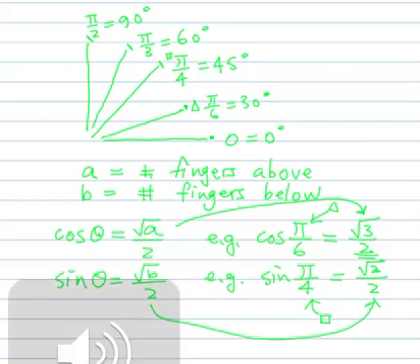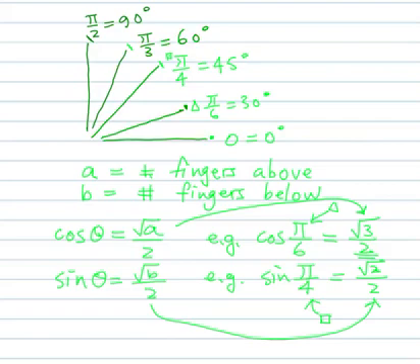A visualization technique to help you find sine and cosine of some special angles. If you spread out your left hand in front of you with your thumb pointing up, it represents pi halves, which is the same as 90 degrees. Your index finger pointing towards the top right corner represents pi third, which is 60 degrees.